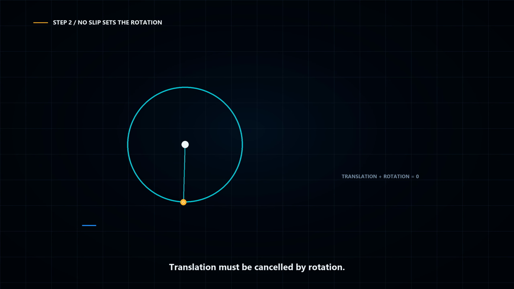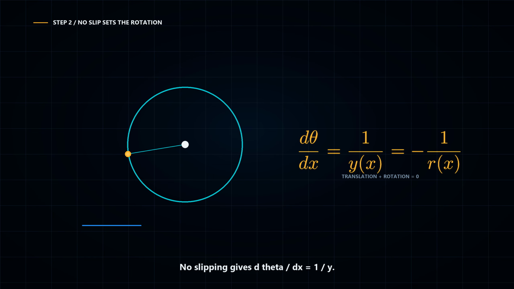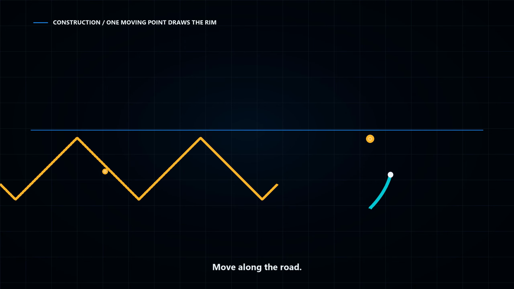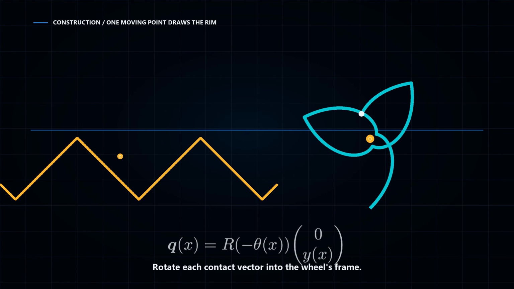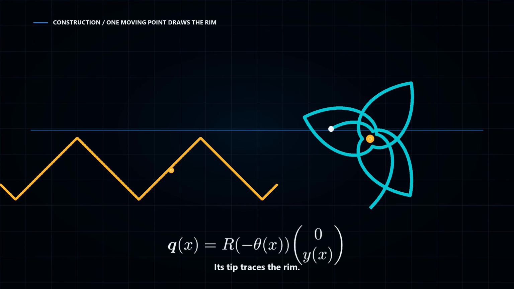The second equation controls rotation. If the axle moves by a tiny distance dx, the wheel must rotate just enough to cancel that motion at the contact point. No slipping gives d theta over dx equals 1 over y. Now the construction becomes visual. Move along the road. Measure its depth. Rotate that vertical contact vector back into the wheel's own frame. The tip leaves a trace, and that trace is the only rim that can roll on this road.